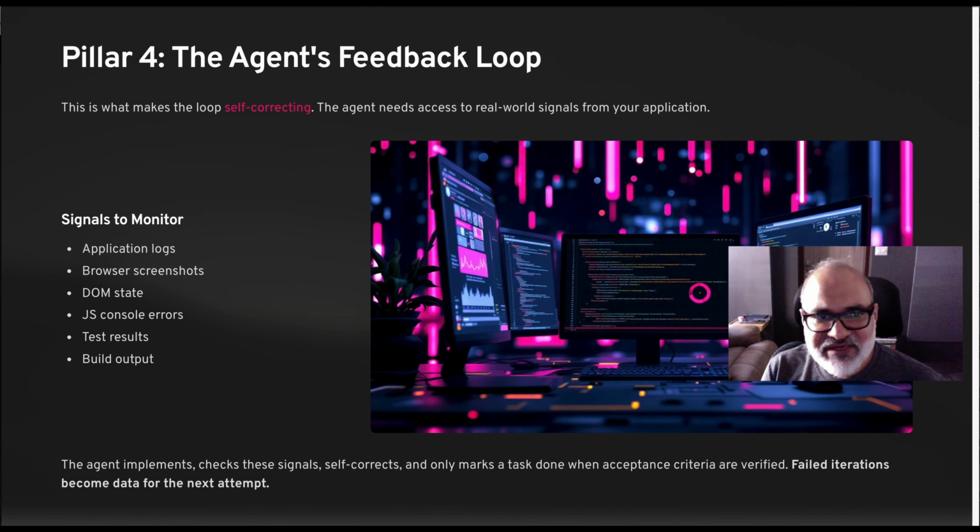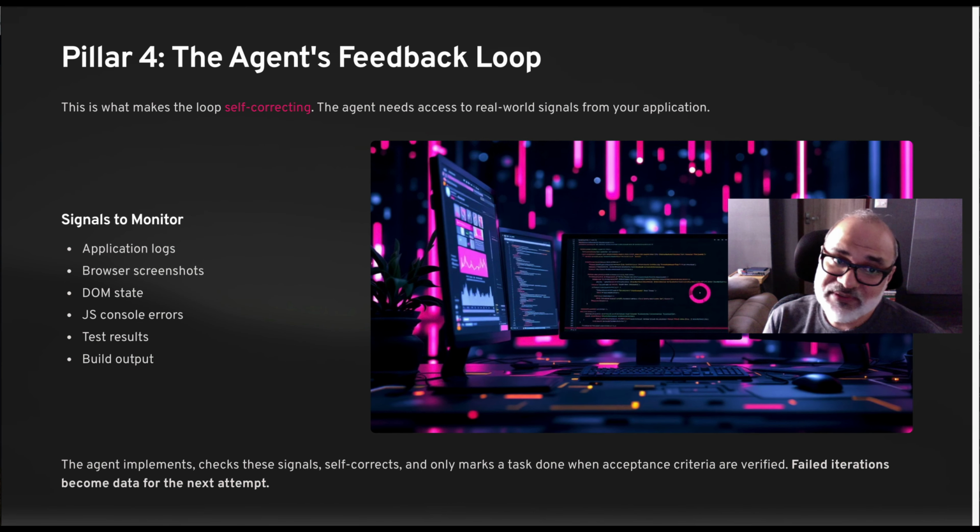The fourth and the final pillar is the feedback loop that you need to provide the agent. And I think this is super critical for Ralph Wiggum loops. Two or three things come to mind. Number one, can the coding agent look at logs? Can the coding agent look at the JavaScript console, assuming that you're building a full stack application? Can it look at the build output?